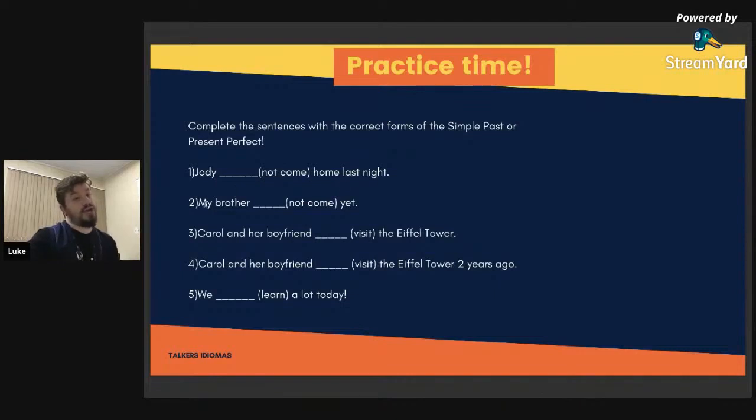Let's check number 2, guys. My brother, blank, not come yet. Simple or present perfect? So number 2, guys, simple past or present perfect?